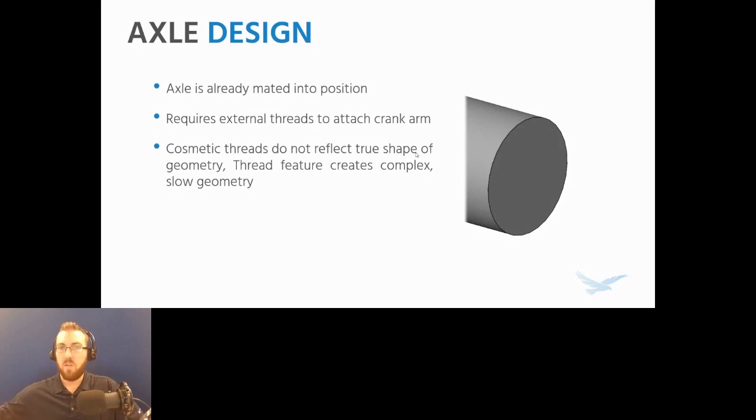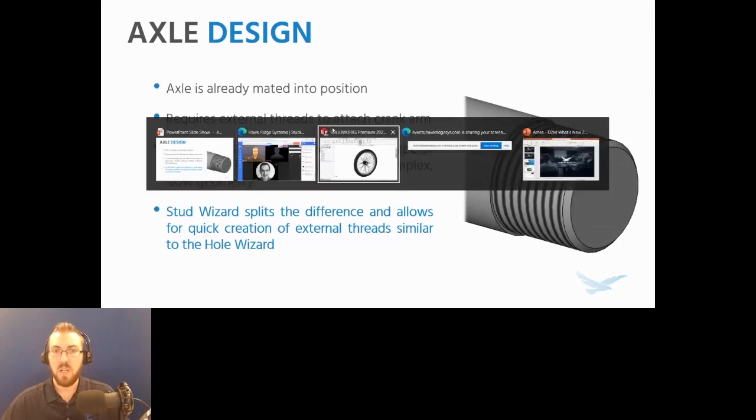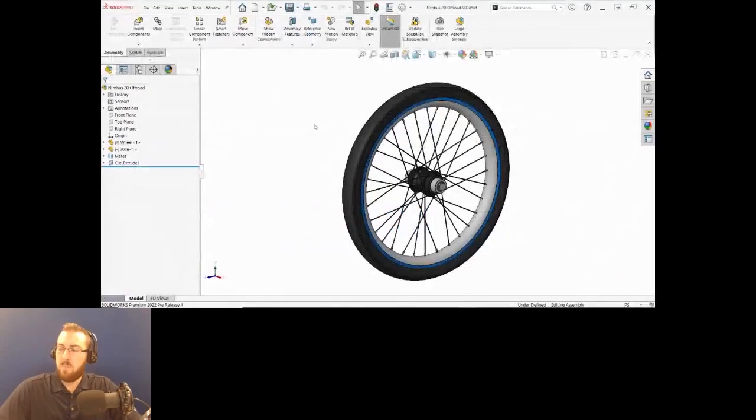On the other hand, we had the other side of the coin, the thread feature that would create full helical threads that were heavy on the system and slow to rebuild, unnecessary in this case. Enter the Stud Wizard. This is our first brand new feature that we're going to look at. This really splits the difference and allows you to create externally threaded studs, either from an existing cylinder body or by placing a new cylinder body, and it runs very similar to the hole wizard. So let's jump over to SOLIDWORKS.